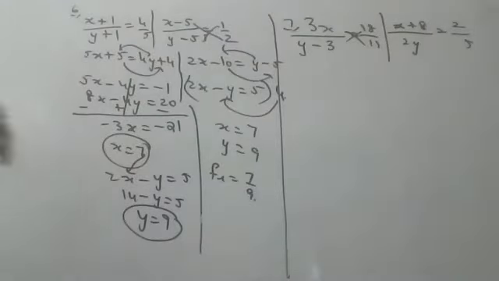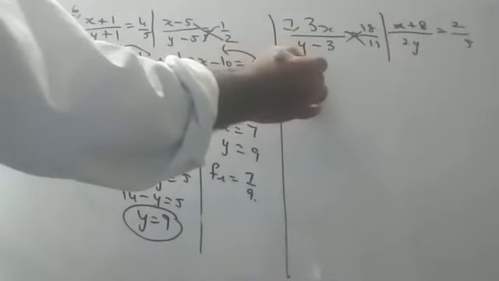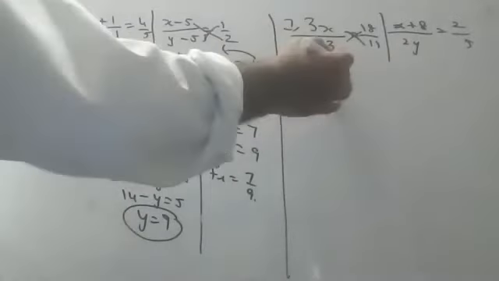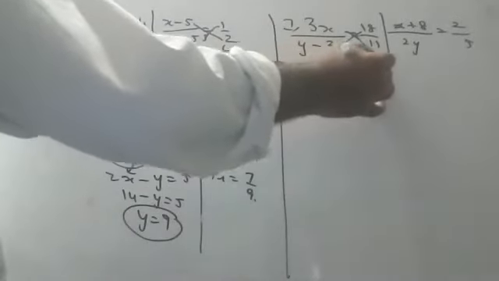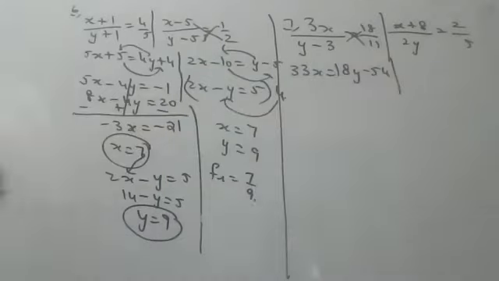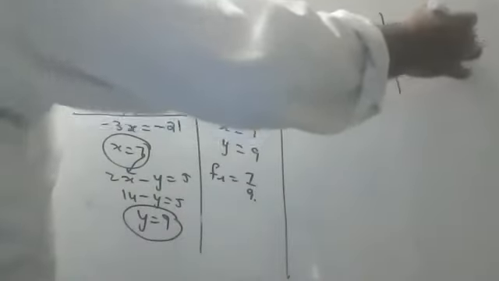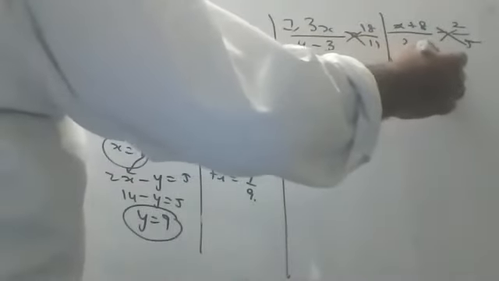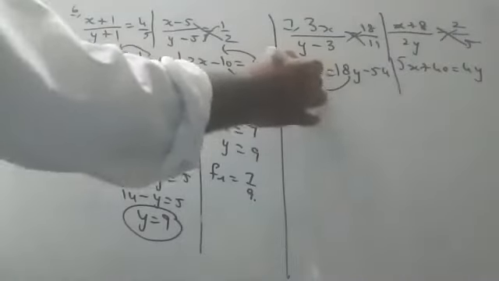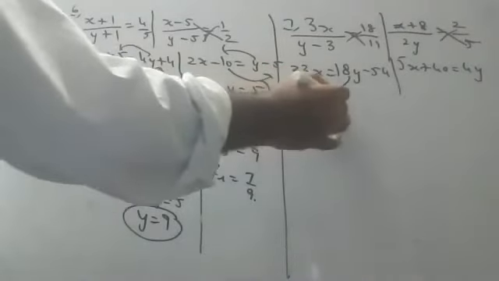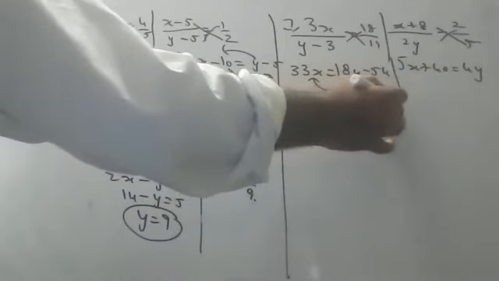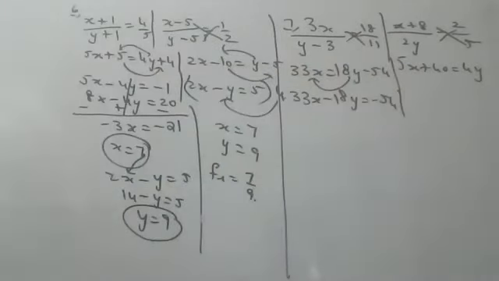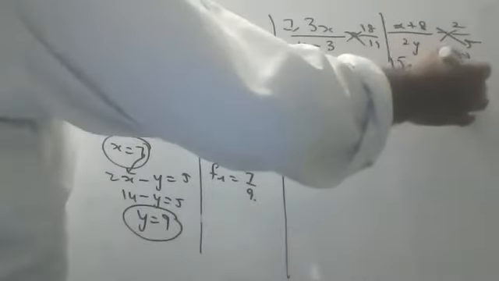Now tell me the cross multiplication for this. 33x is equal to 18y minus 54. Okay, tell me cross multiplication for this. 5x plus 40 is equal to 4y. Okay, bring this here. 33x minus 54. Take this here and bring this here.